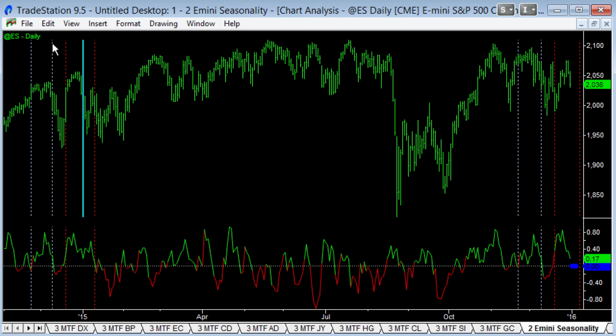Now this is a daily index of the E-mini, and this is with my seasonality indicator that you can go to on the website, pick that up for free. And these are the two patterns. So this is last year, 2014.